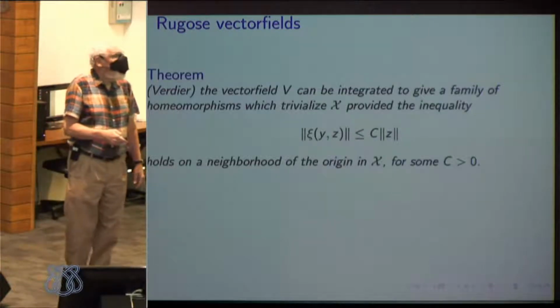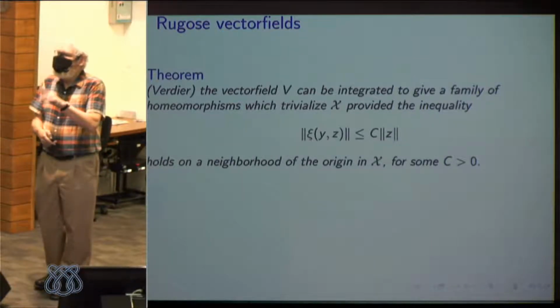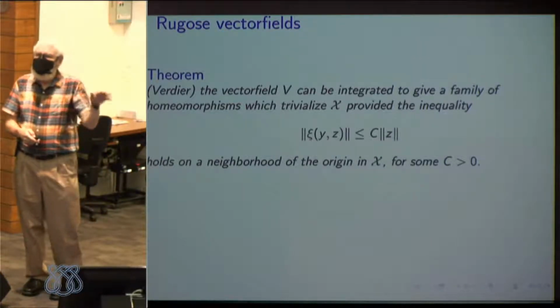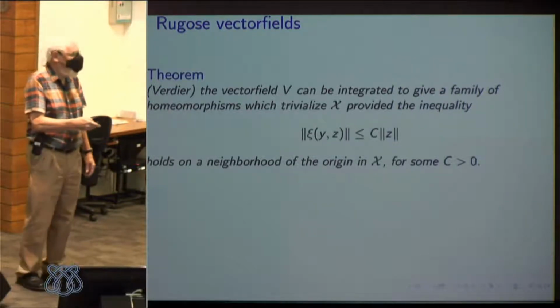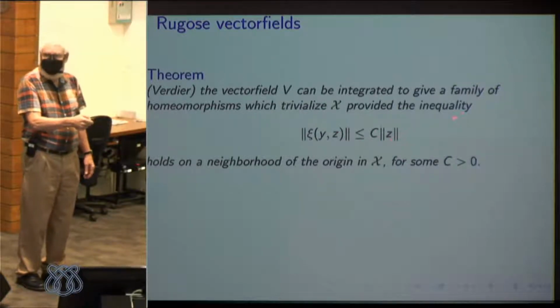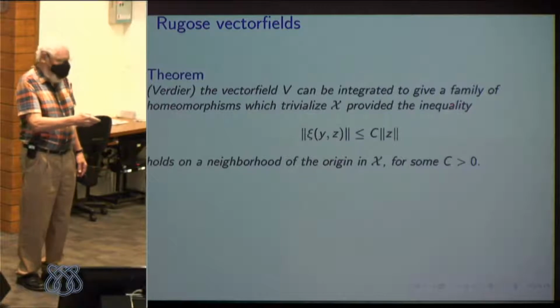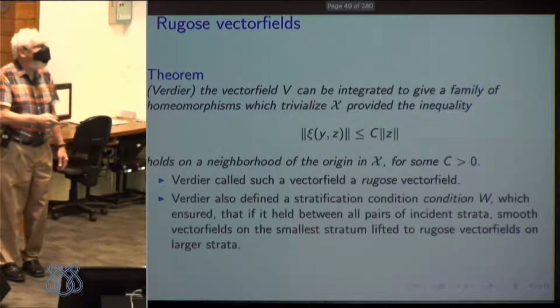And now this brings up the notion of Rigaud's vector fields, which was due to Verdier. And Verdier showed, using some analysis, that provided you had a condition on c, then you would get an integrable vector field. So what is Verdier's condition? The c part has to go to 0 at least as fast as the distance to the y-axis. That's what we need. And Verdier called such a vector field a Rigaud's vector field.